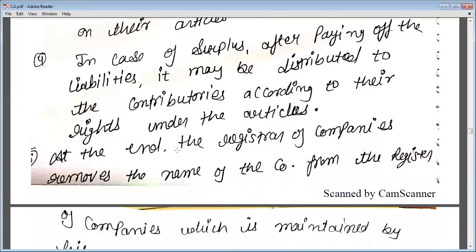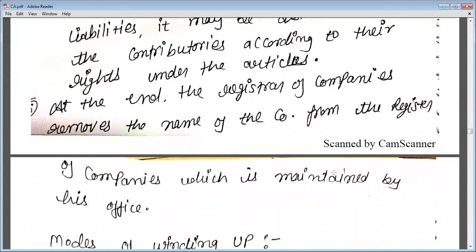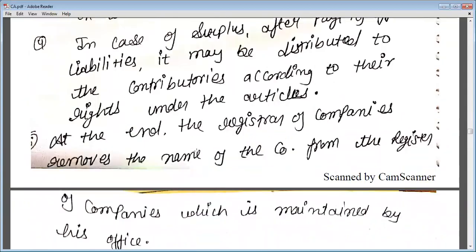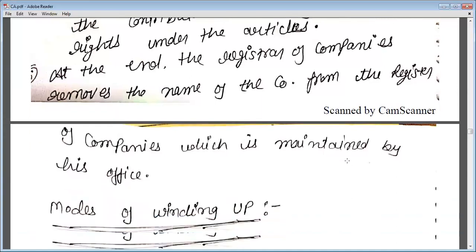Okay. At the end, the registrar of companies removes the name of the company from the register of the company, which is maintained by his office. And at the end, the registrar of companies will remove the name of that company from the register in which the company's name is mentioned. Okay, जिस रजिस्टर में कंपनी का नाम मेंशन है उसमें से उसका नाम हटा दिया जाएगा. कौन हटाएगा? रजिस्ट्रार ऑफ द कंपनी. So at the end, the registrar of companies will remove the name of the company from the register of companies, which is maintained by his office.